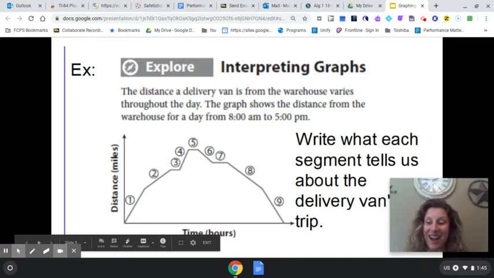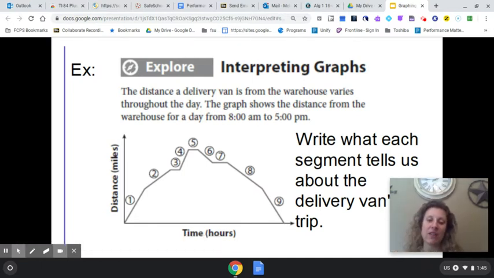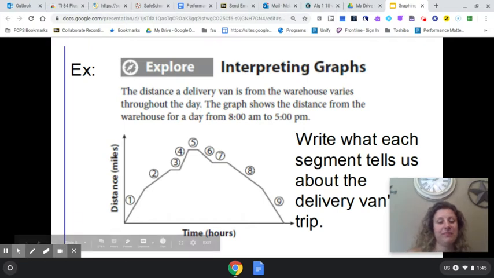Okay, there's lots of different explanations that could fit that scenario, but guys, we do want to be paying close attention to the behavior of the graph. So is it increasing? Is it decreasing? Is it constant? And making sure that our scenario matches those behaviors.